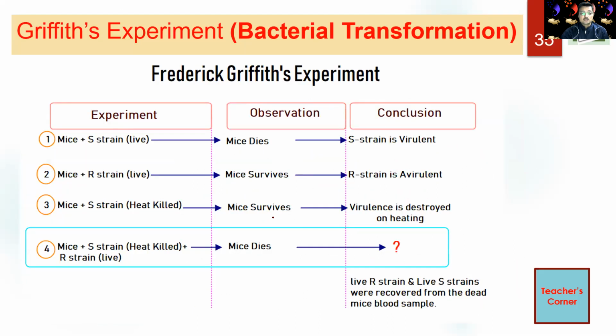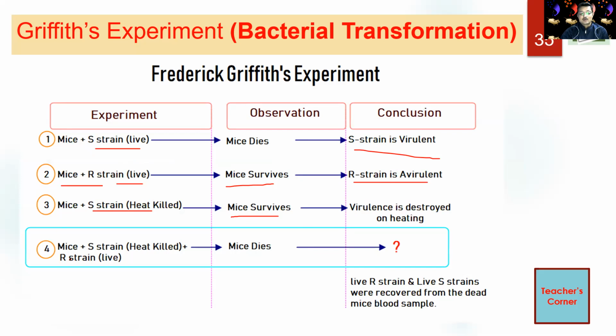So what was the conclusion? When mice was injected with S strain live, mice died. Conclusion, S strain is virulent. When mice was injected by R strain live, mice survives. Conclusion, R strain is non-virulent. When mice is injected with S strain heat killed, mice survive. Conclusion, virulence is destroyed on heating.